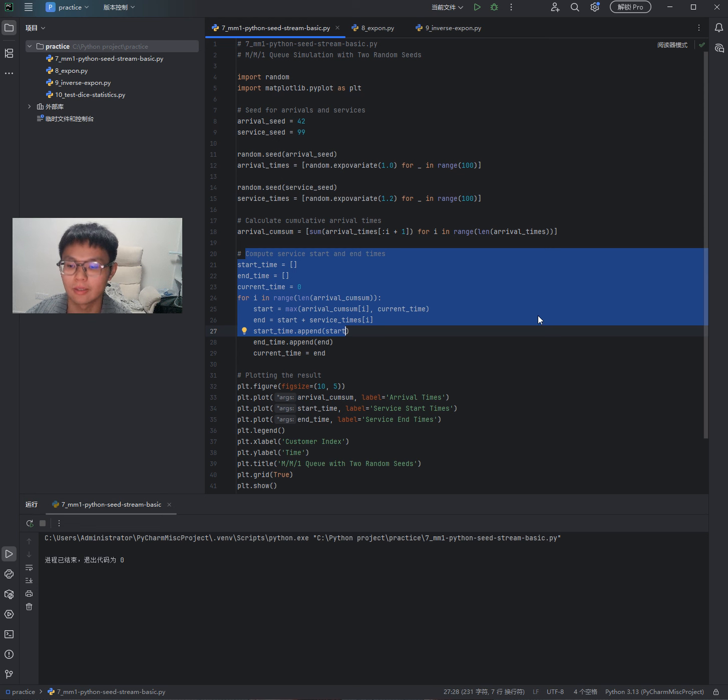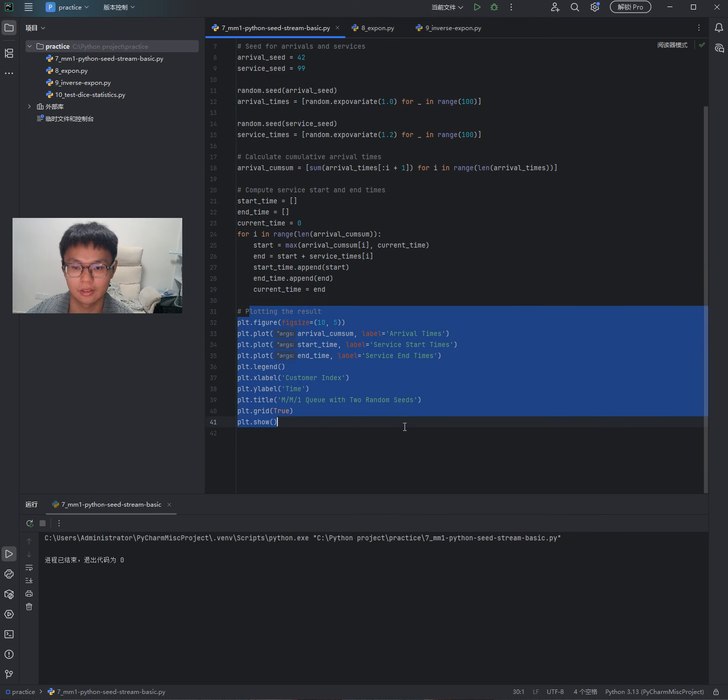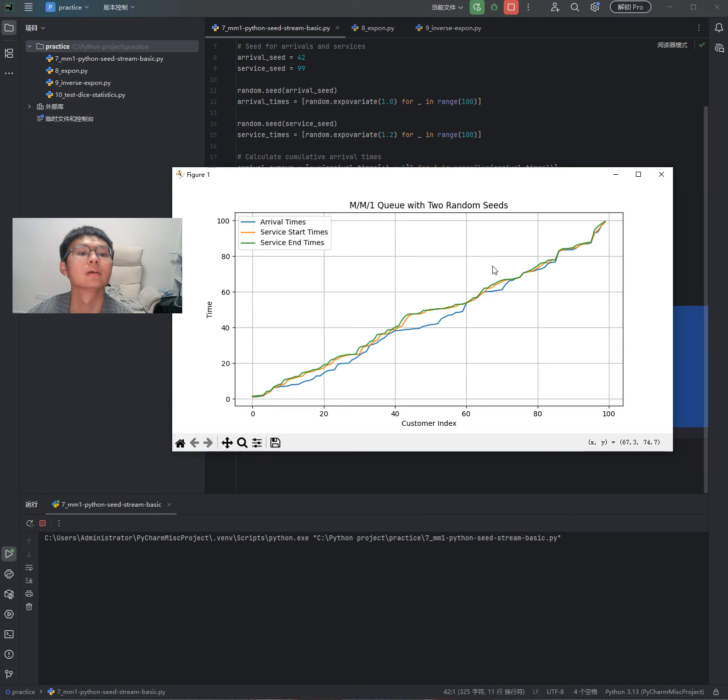For each customer, we compare the arrival time with the current server availability. The service starts either when the customer arrives or when the previous customer is done. Then we compute the service end time. And now let's run the program.